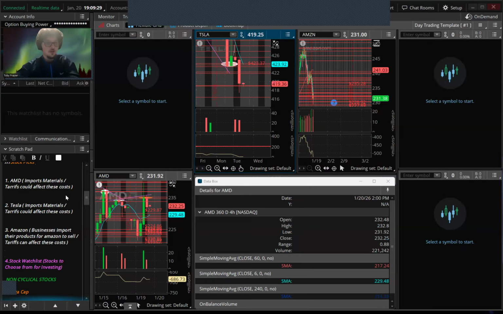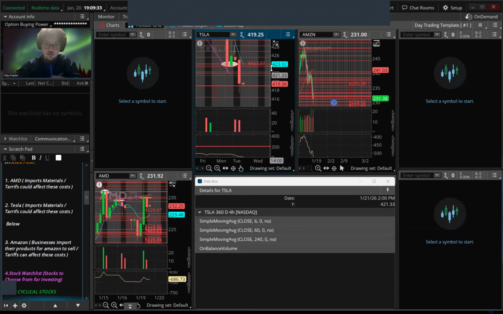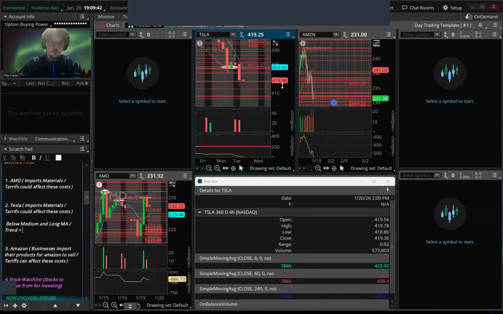So we have a good downtrend structure. So we're below the medium and long MA. So we could have a continued downtrend, potentially. Trend equals downtrend, which equals puts.